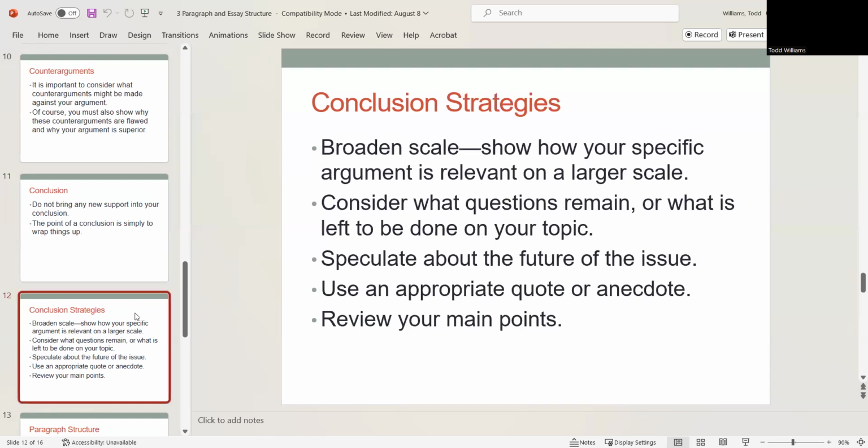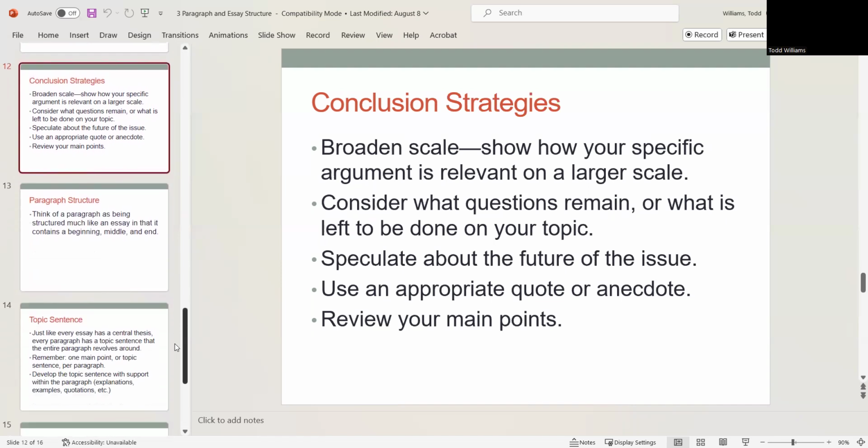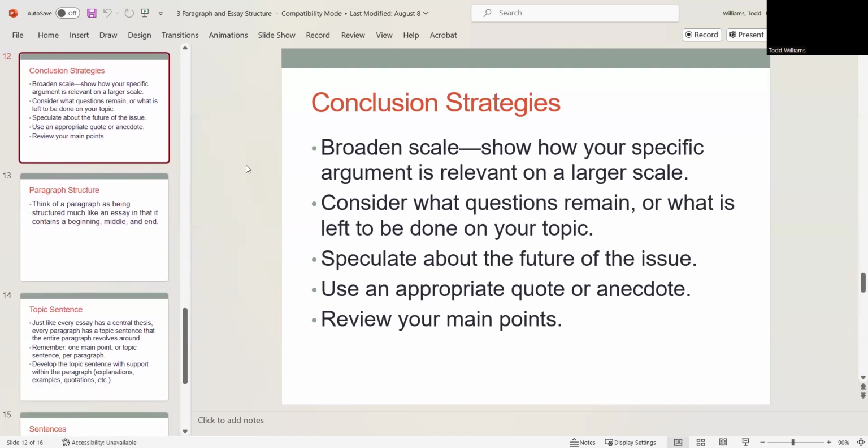So here are some strategies for conclusion that can work pretty well. One that I like a lot, and again, different things work well for different topics, but broadening the scale can work well. So maybe I've been writing about parking issues on KU's campus. Maybe in my conclusion, I say something like, I've addressed here the problems with parking at KU, but colleges throughout the country are having issues with parking. So see how I've broadened the scale there, right? I've written this essay on this specific thing, but it brings up a broader issue, right?